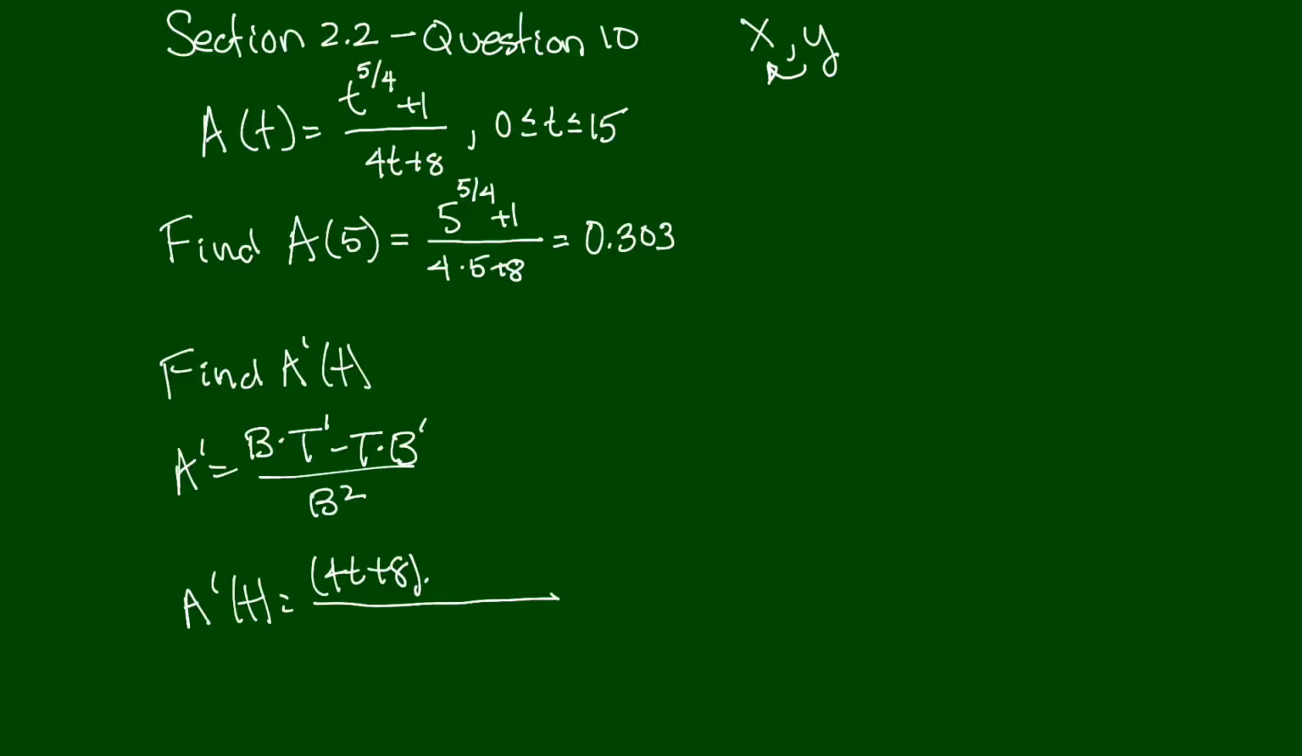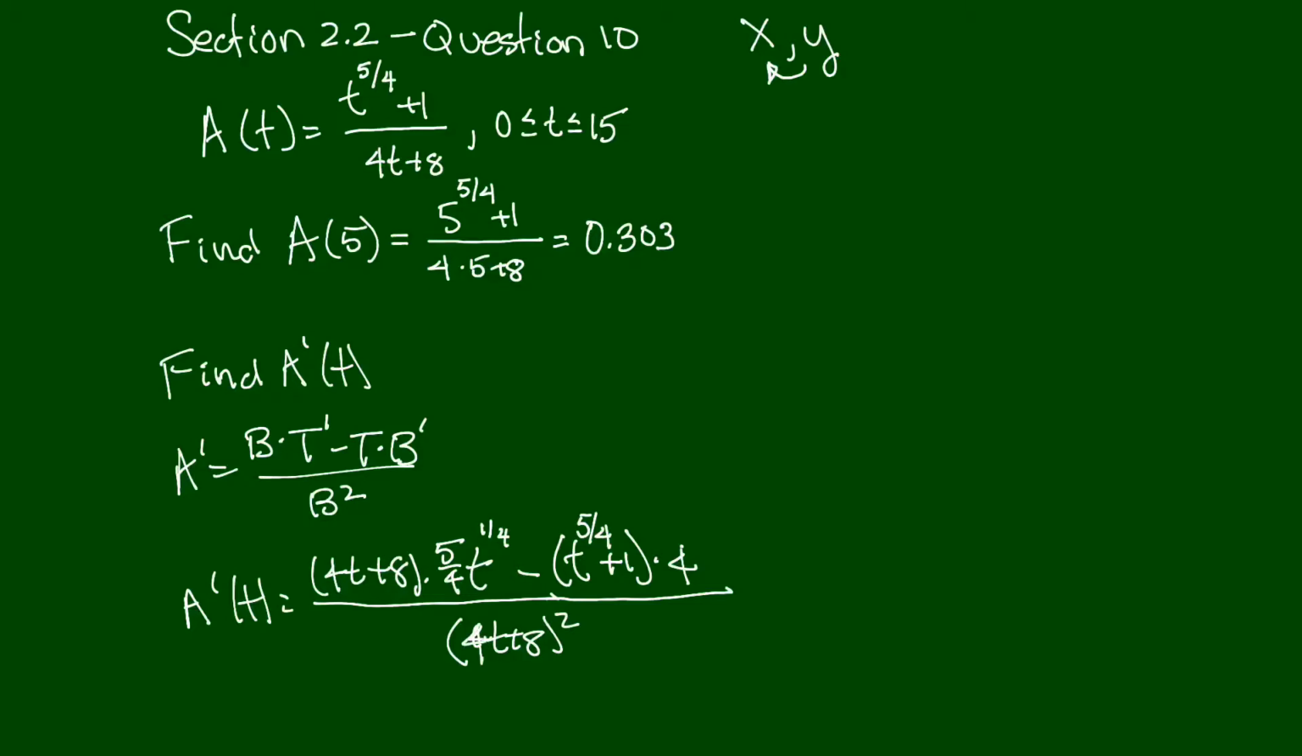So what I'm going to get here is 5/4 quantity, or T to the 1/4. So here's the bottom times the derivative of the top minus, I need some more room here, minus the top, which is the quantity, T to the 5/4 plus 1 times the derivative of the bottom. Derivative down here, just the 4. All right, so we get the 4 all over that bottom squared, 4T plus 8 squared.